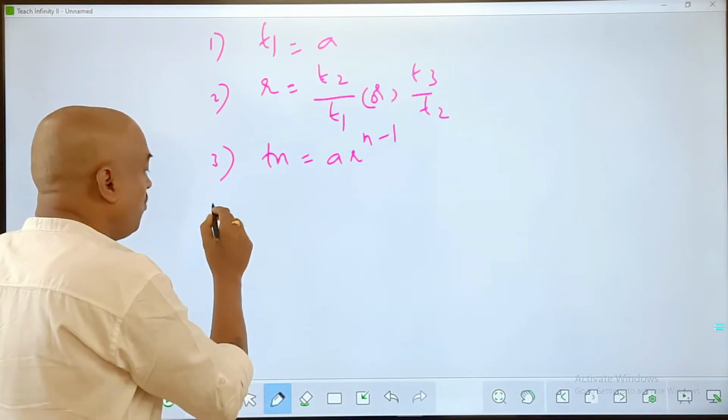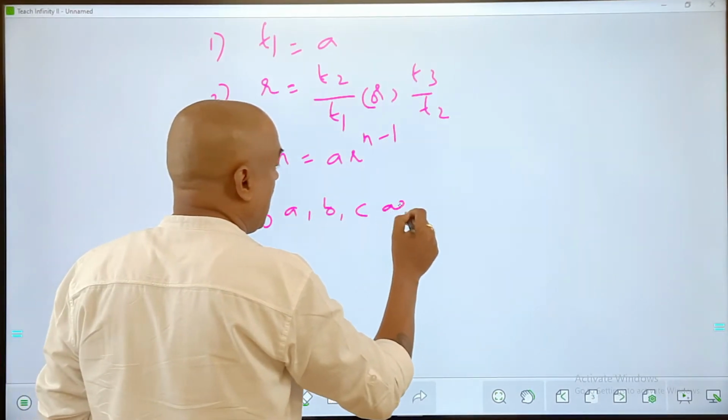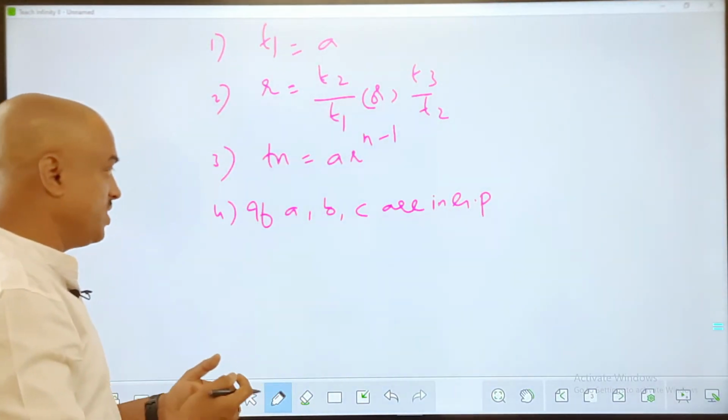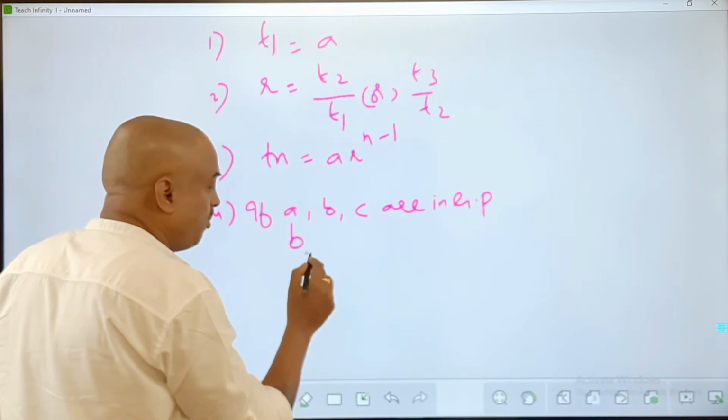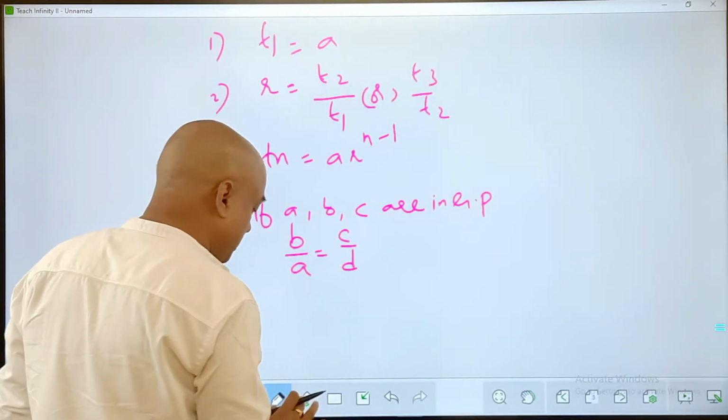Fourth one, if you are given A, B, C are in geometric progression, then T2 by T1 must be equal to T3 by T2.